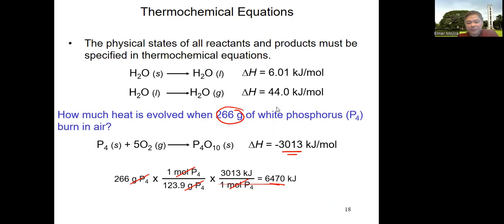So the 3013, where did they get the 3013? The 3013 is this one. Because what we're trying to do, okay, is find the equivalent of this in moles, because we have the value for every mole of the phosphorus. And then the question being asked, how do we know if the equation is exothermic or endothermic? We use this negative or positive sign. So this reaction is what? Exo-endo.